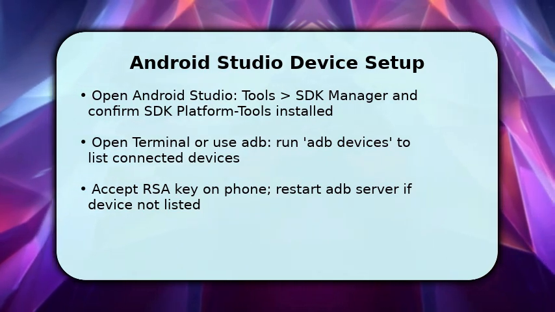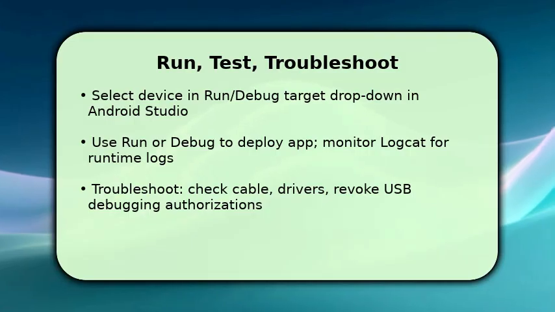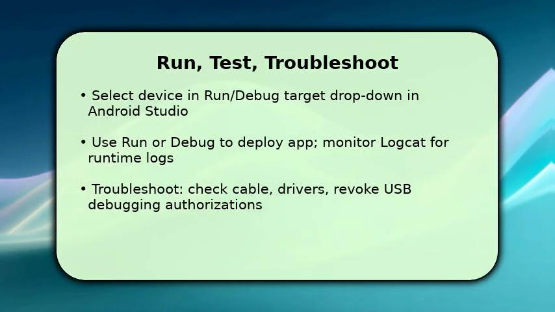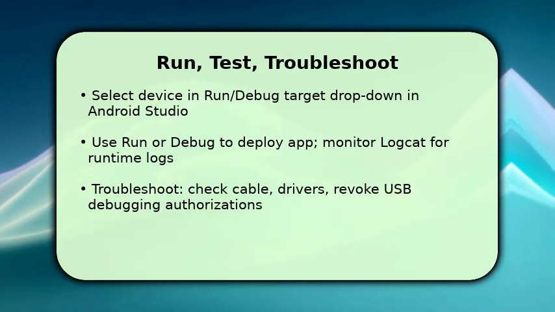You finish by selecting your device in Android Studio's Run Target and deploying the app. Use Run or Debug to start and watch Logcat for live logs. If deployment fails, make sure the device appears in the device chooser and that USB debugging remains enabled.